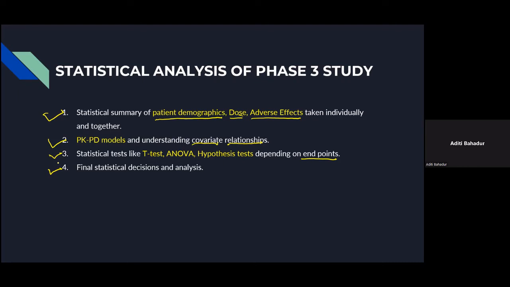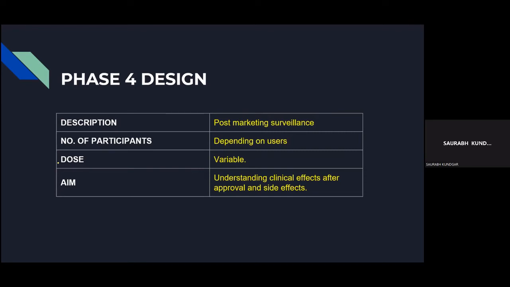So once you get the approval for marketing, the clinical trial does not stop there. There is a phase 4, which is called post-marketing surveillance. So till this point, till the phase 3 study, we were giving a particular medication for a certain medical condition. For example, we developed a drug for diabetes.